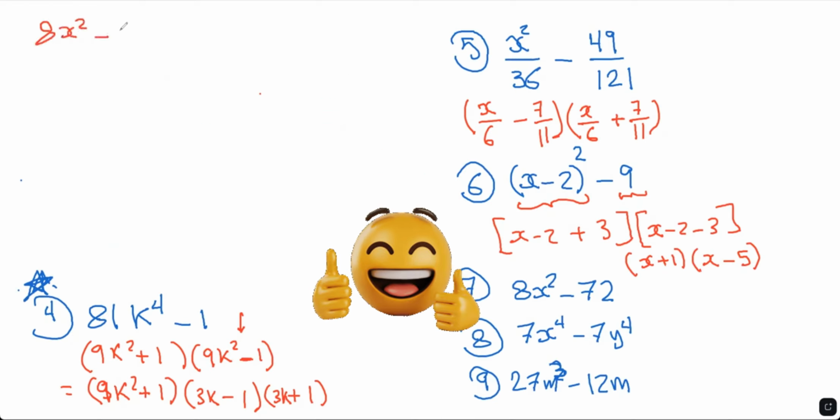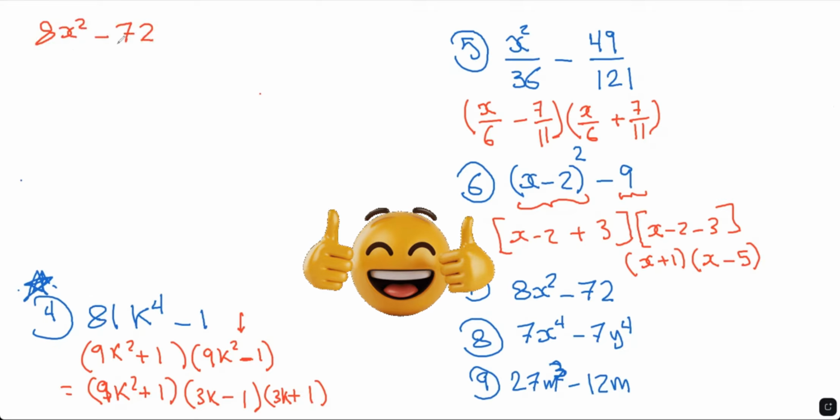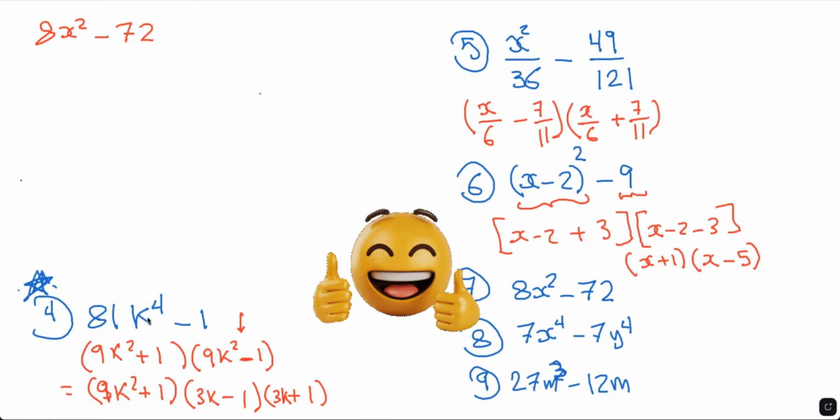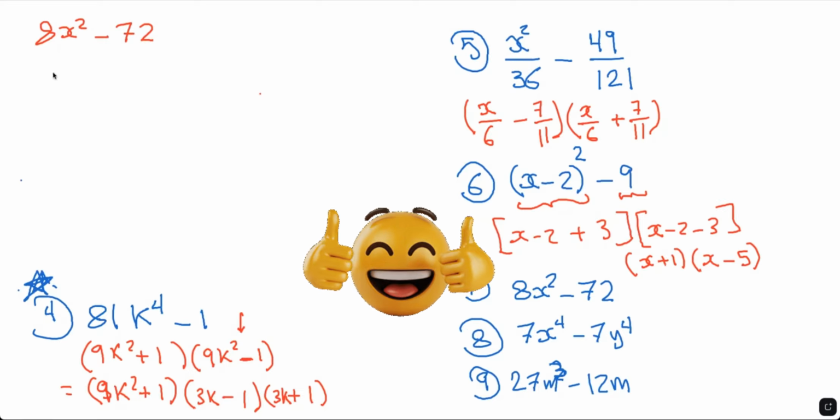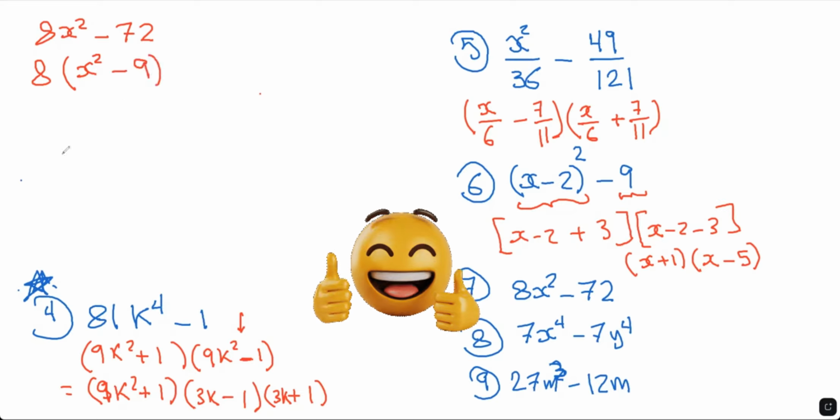And so we have 8x squared minus 72. These 2 terms here are not perfect squares, because 8 isn't and 72 isn't. So we cannot just open 2 sets of brackets and then factor this. It doesn't work. But we have to look for the greatest common factor, and that's the first thing we learn in factoring. And the greatest common factor between the 8 and the 72 here is 8, and therefore you're going to get x squared inside the brackets minus 9.